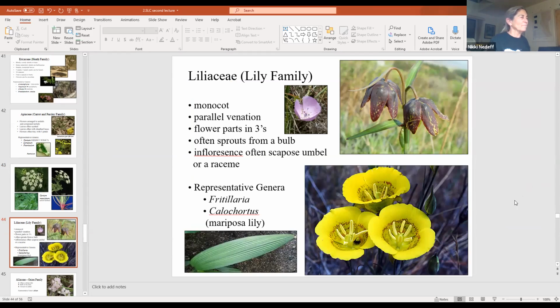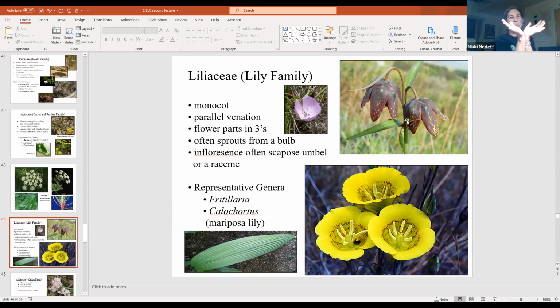Okay, the lily family, Liliaceae. Flower parts in threes. You always have 3 petals. And sometimes they have 3 things that look like petals, but they're not. They're actually modified sepals. They're modified parts of the plant that hold the flower.